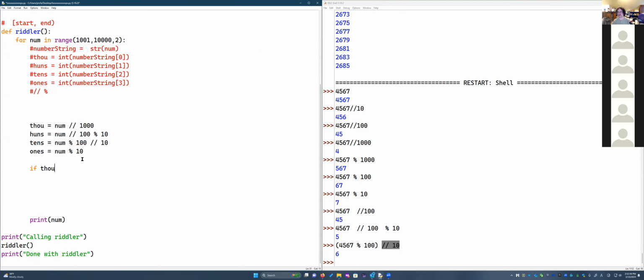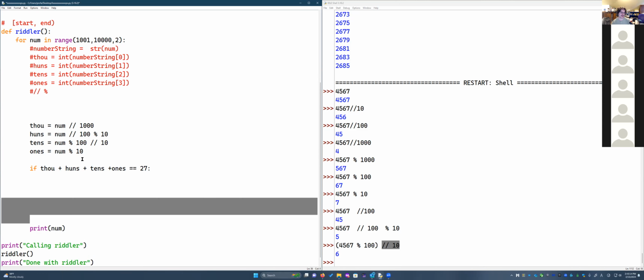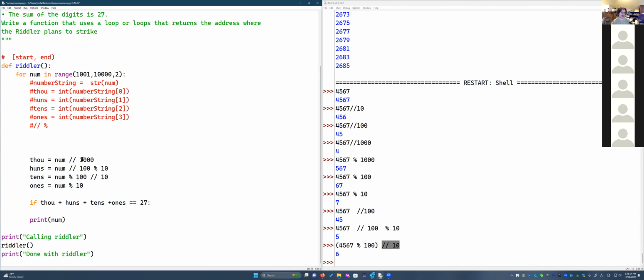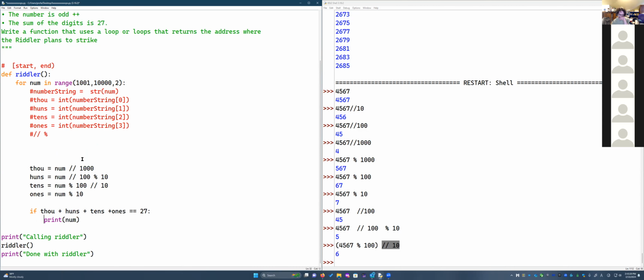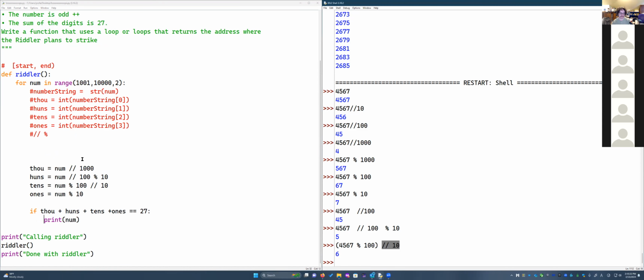If thousands plus hundreds plus tens plus ones, if all of that together is equal to 27, that's how you write that kind of check. If those things are equal to 27, then here's what we'll do: only if that number is equal to 27 will we print it out.